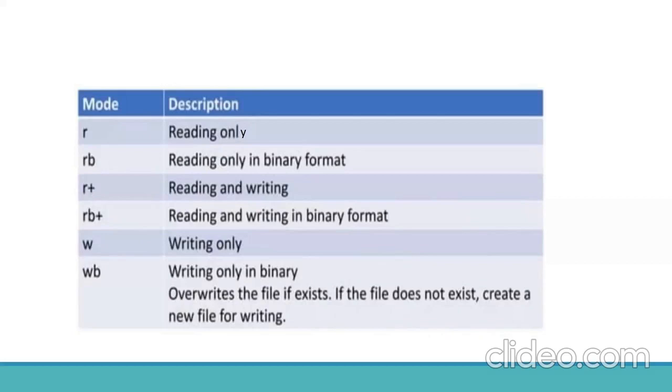So moving on to writing, W writing mode. W opens a file for writing only. If the file exists, it's overwritten. If not, a new file is born.